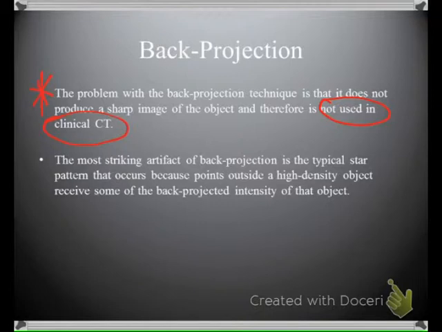Additionally, the most striking artifact of back projection is the typical star pattern that occurs because points outside a high density object receive some of the back projected density of that object. So if you're supposed to have something that looks like this, then you're going to have something that looks like this. You're going to have all of this excess data or noise, and your resulting image is not going to be sharp at all.